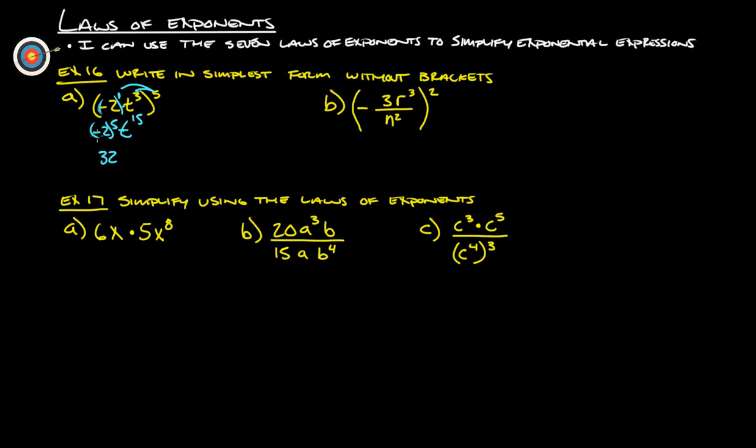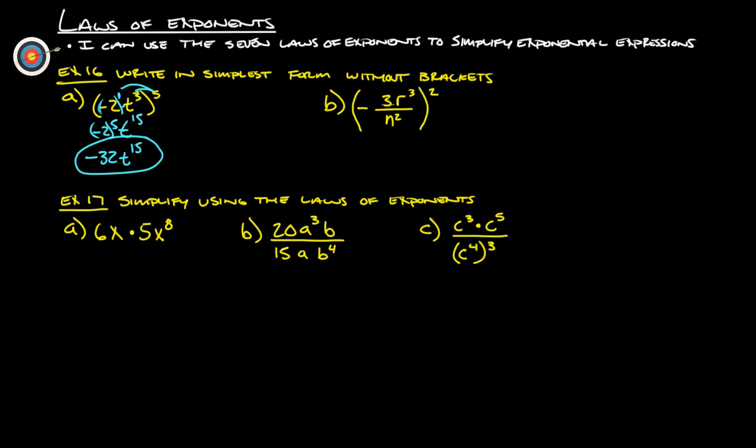And then you've got the 5 negatives. So each pair of negatives cancel each other out. So the first 2 cancel out. The next 2 cancel out. And we're still left with 1. So that's going to be negative 32 t to the 15th.